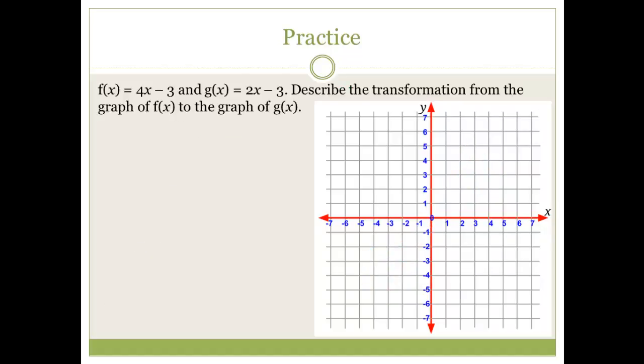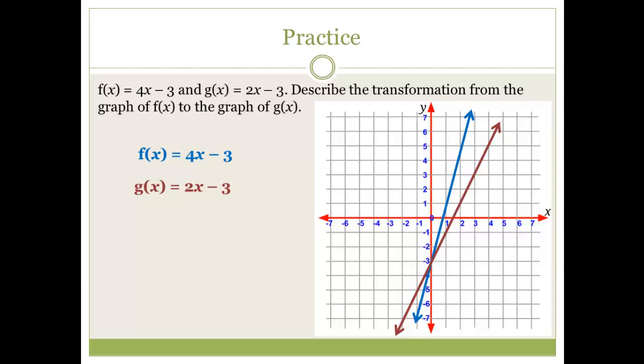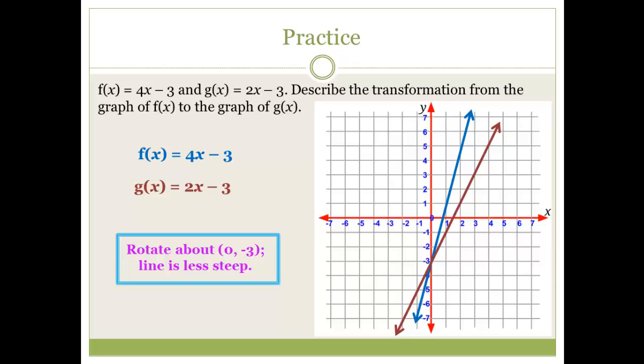Let's practice. We are given f of x equals 4x minus 3 and g of x equals 2x minus 3. We are then asked to describe the transformation from the graph of f of x to the graph of g of x. Notice that the only difference between these two lines is their slope. The first has a slope of 4, and the second has a slope of 2. If you plug in a 0 for x into both equations, you will get the same value, which is negative 3. Therefore, this rotation is about the point 0, negative 3. And since we went from a larger slope of 4 to a smaller slope of 2, the new line is less steep.